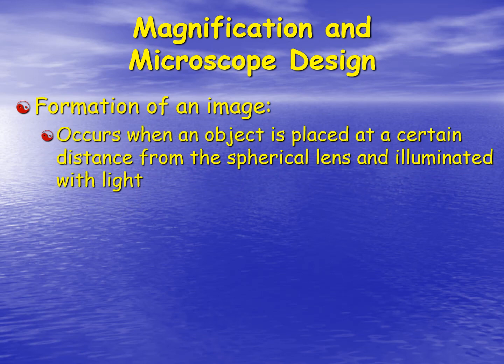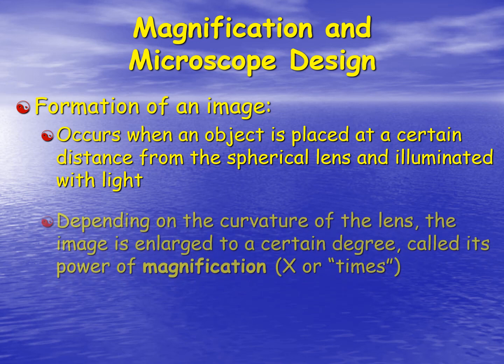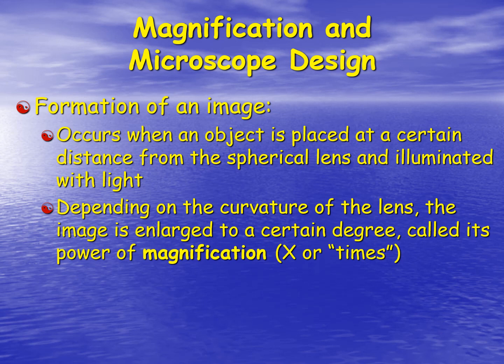So formation of an image occurs when the object is placed at a certain distance from the spherical lens and illuminated with light or another illumination source. And it depends on the curvature of the lens in how the image is enlarged to a certain degree. And this is what's called the power of a magnification, or its X, or times. So, as in with the bug, we said that it was magnified 7x. It's magnified 7 times its original size.